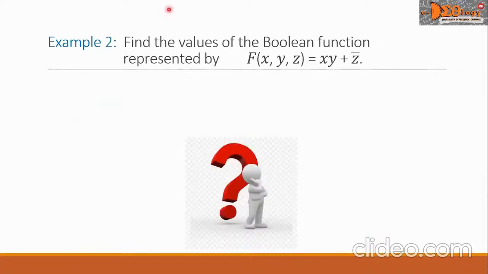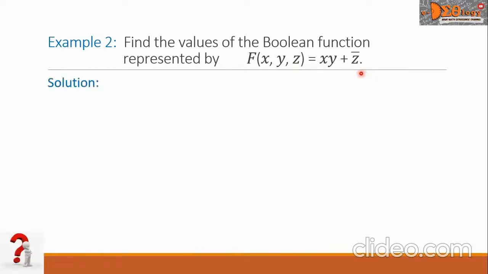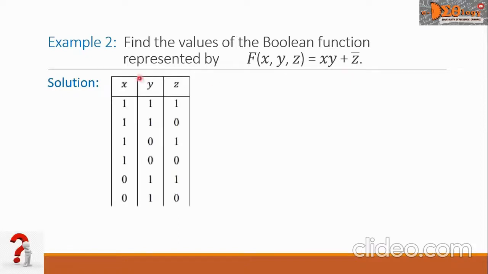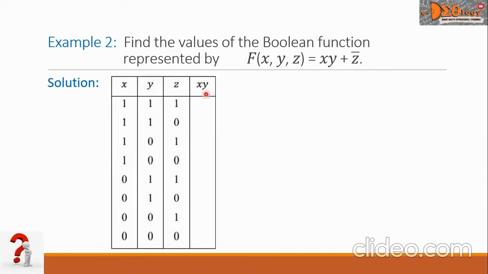Example 2. Find the values of the Boolean function represented by f(x, y, z) equals xy plus z bar. For our solution, we will do this using the truth table. First, let us write the columns for x, y, and z. Next column, we will do xy, x times y. So 1 times 1 is 1, 1 times 1 is 1, 1 times 0 is 0, and all the rest down here will be 0.